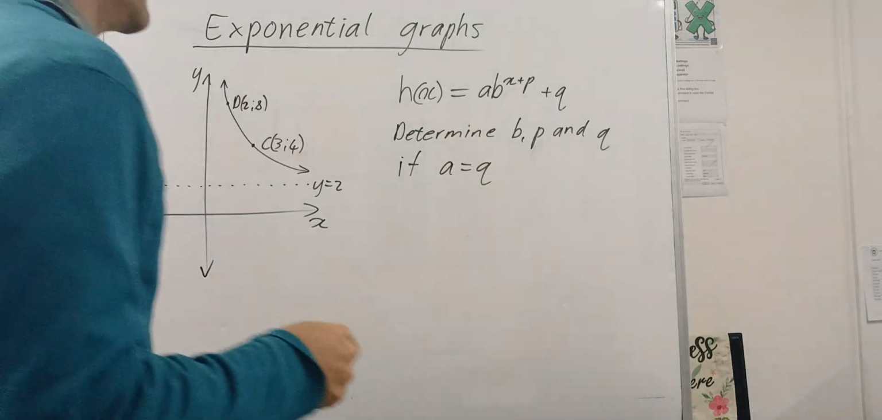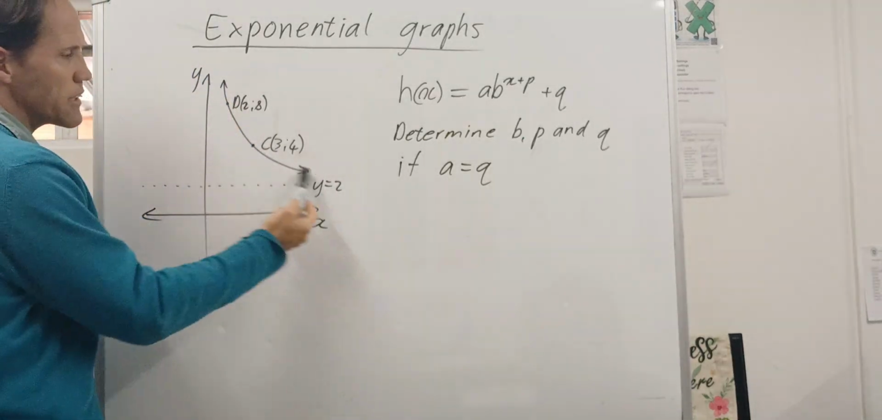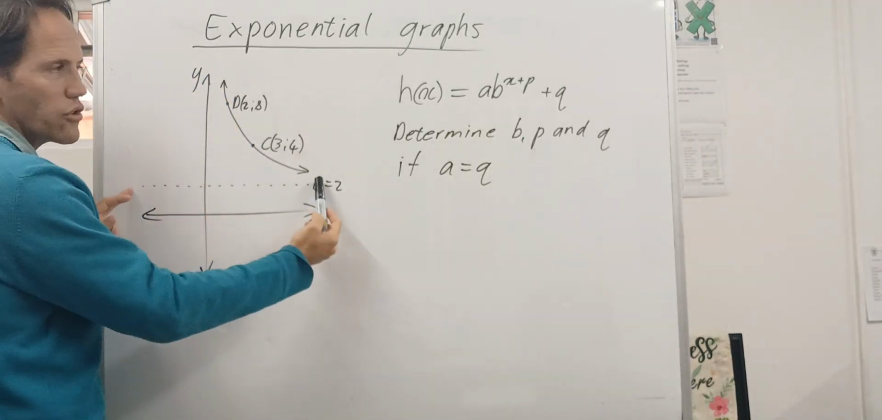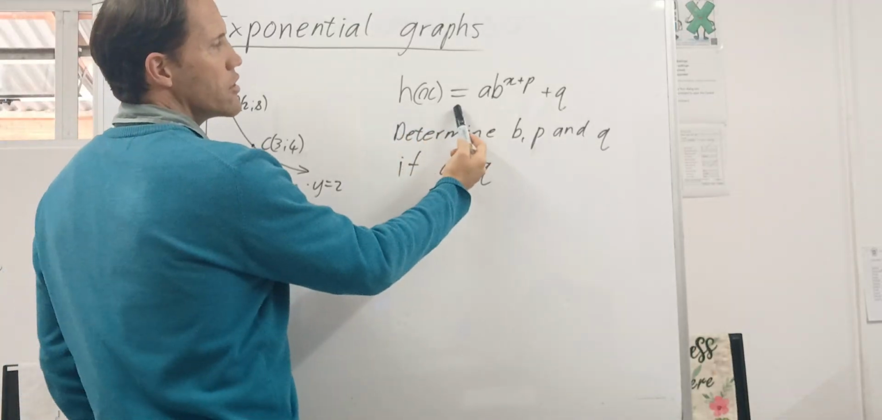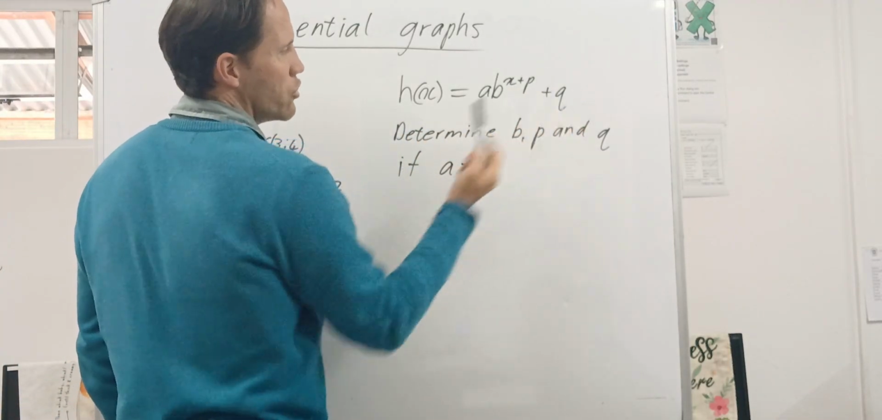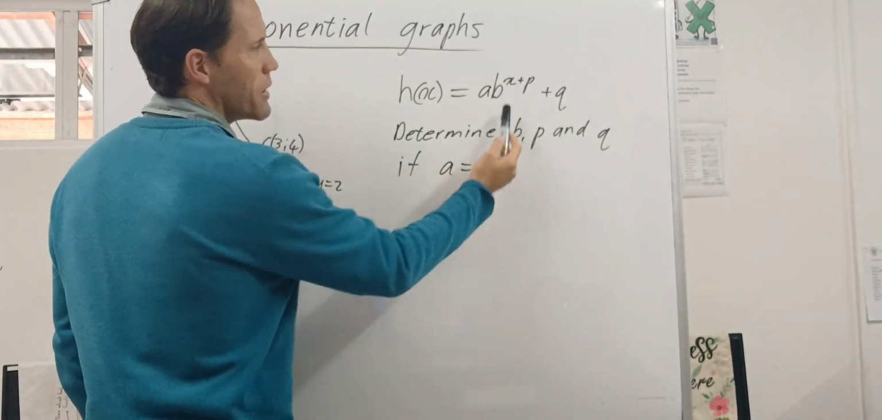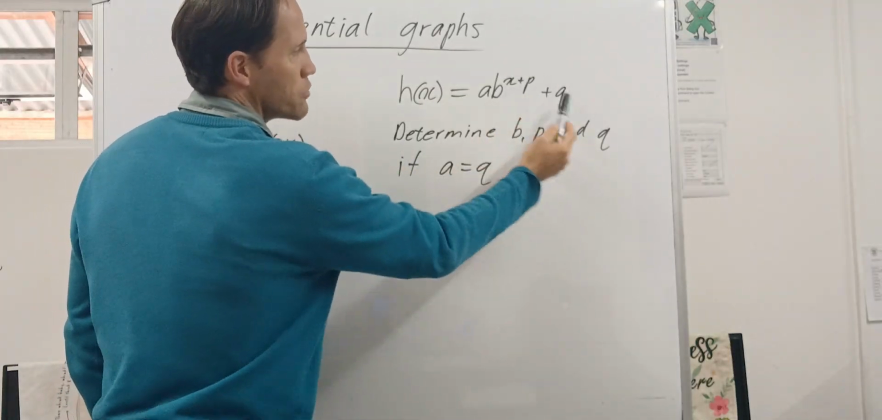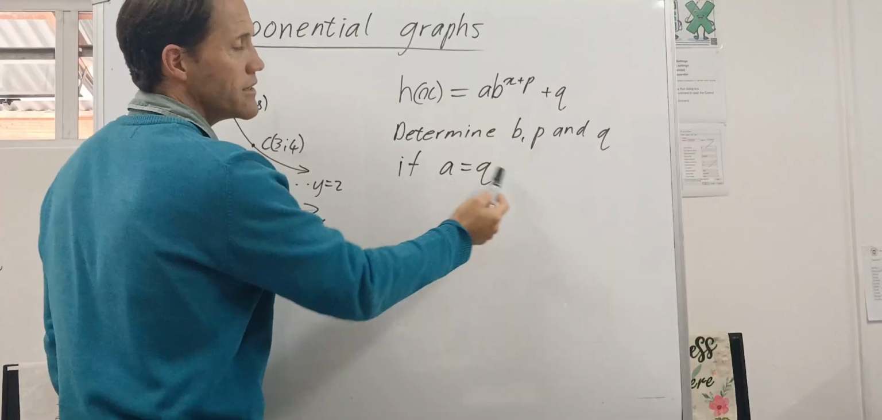Okay, so if they give you, let's look at it again. You got the exponential graph, you got the asymptote y equals 2. They ask you, if this is the equation, a b to the power x plus p plus q, they ask you to determine b, p, and q. B, p, and q is what you must determine if a is equal to q.